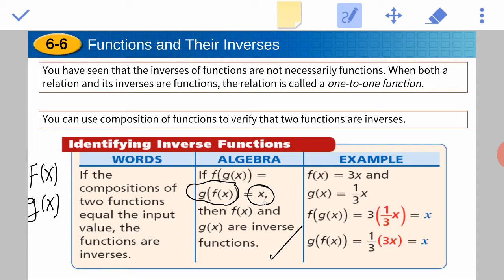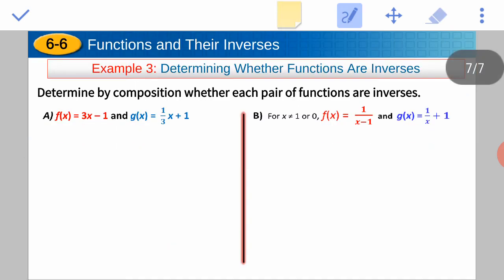What if one of them is equal to x and the other one is not equal to x? The functions are not considered inverse functions. Take this example.